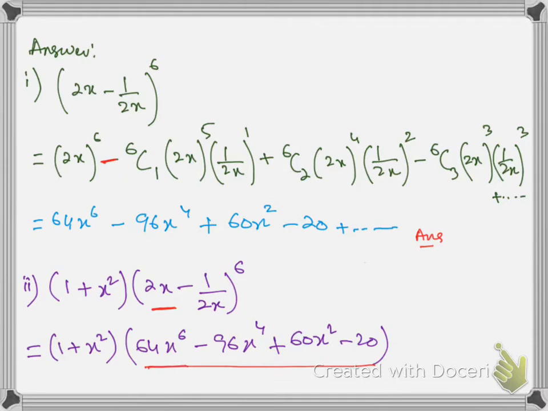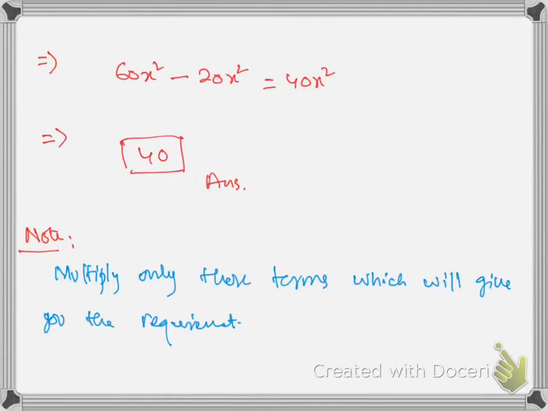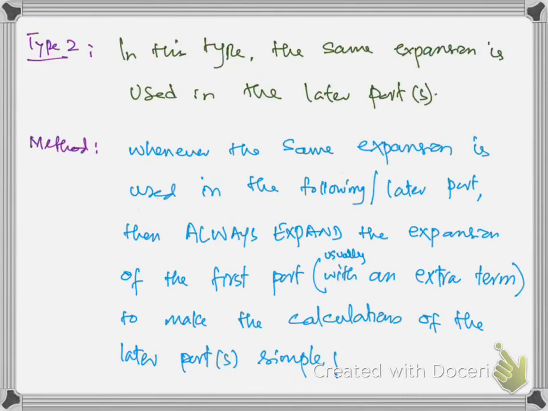And now since we need the coefficient of x square, you need to multiply the selected terms only. Means you should multiply x square with this and 1 with this term to get the terms in x square. Therefore your final answer is 40. Note, multiply only those terms which will give you the requirement. This was type 1 question.